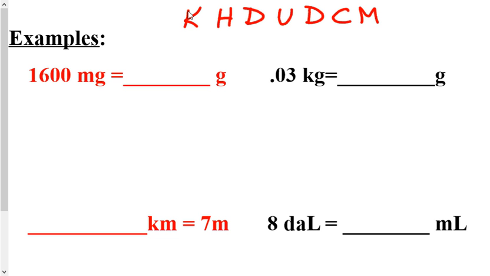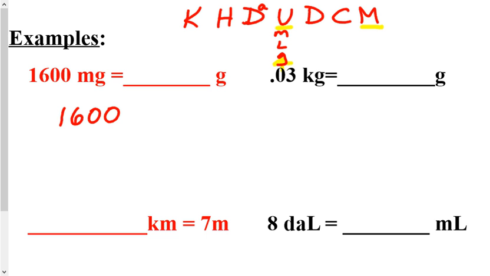And I sometimes will do this, the DA, so I remember that's deca, and the other D is just deci. And this is meters, liters, grams. So when I look at this, for the first one, 1,600 milligrams equals how many grams? I know that milli is going to be here. And I want to get it to be here at the unit because I want grams.